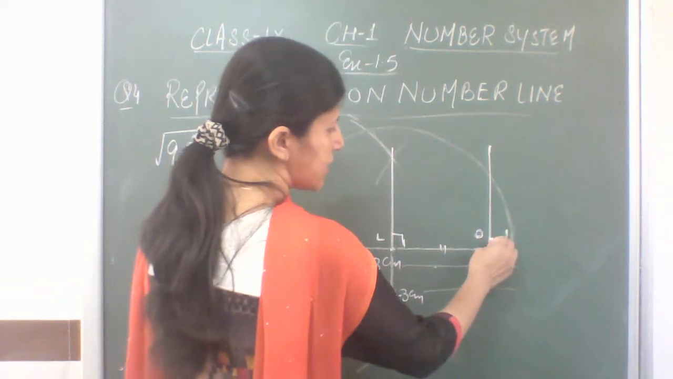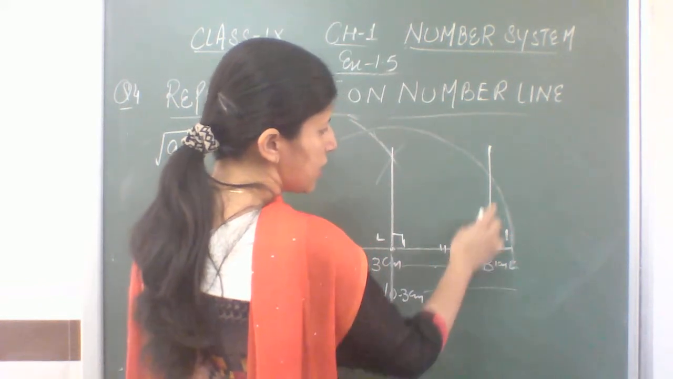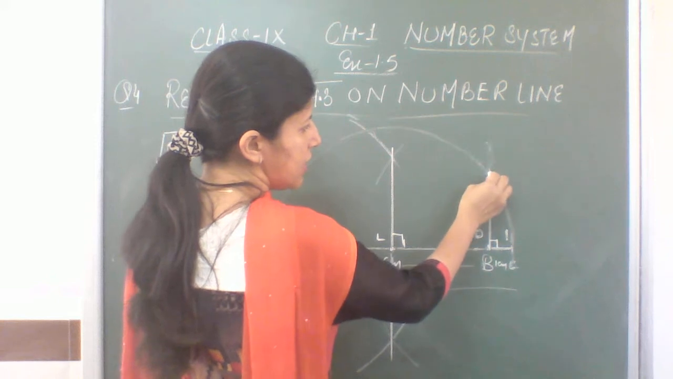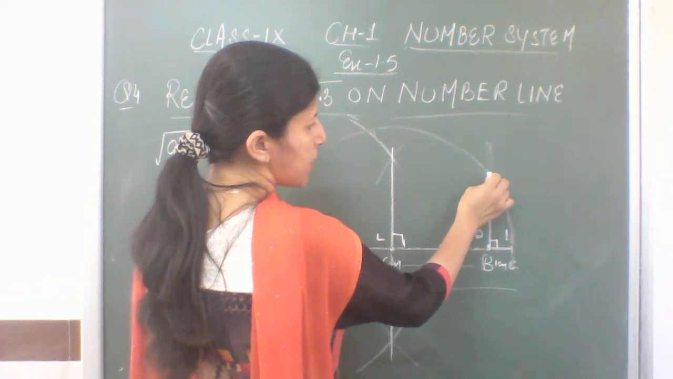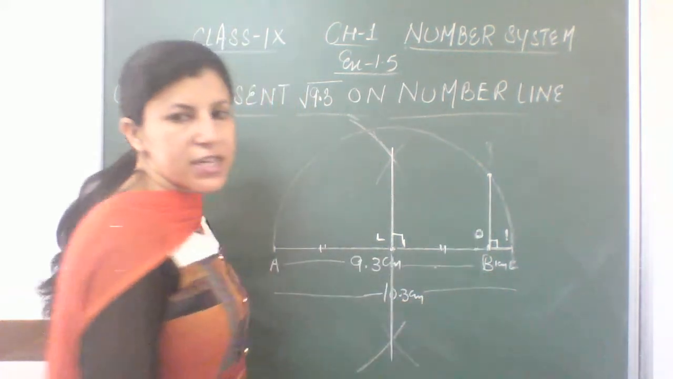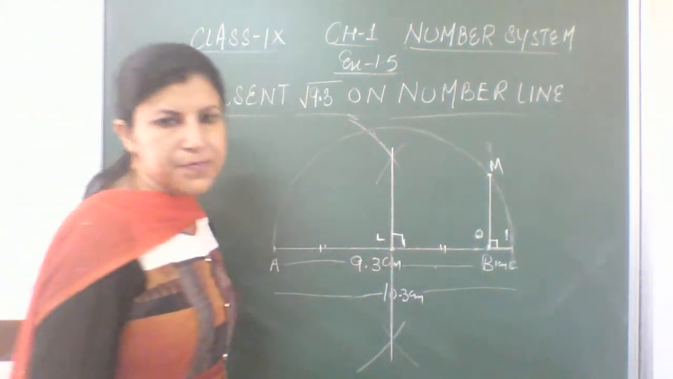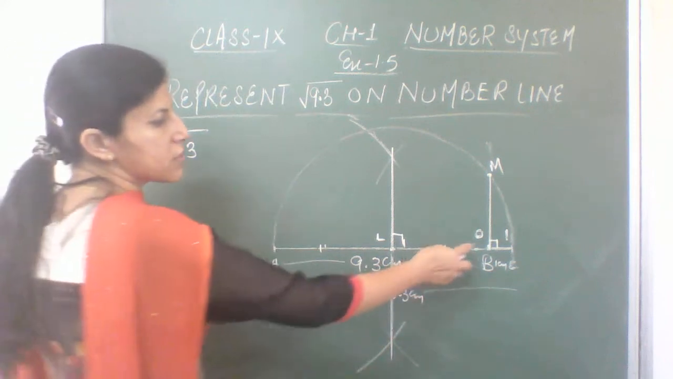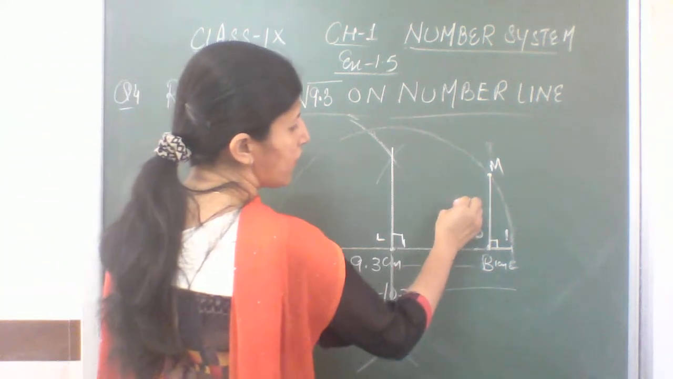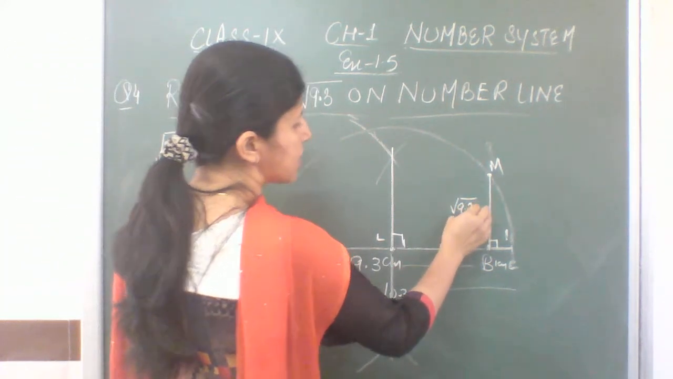This is a 90-degree angle at point B. You can draw this extra line where the perpendicular bisector intersects our semicircle. Mark that point as M. Right. Now this BM will be of length root 9.3.